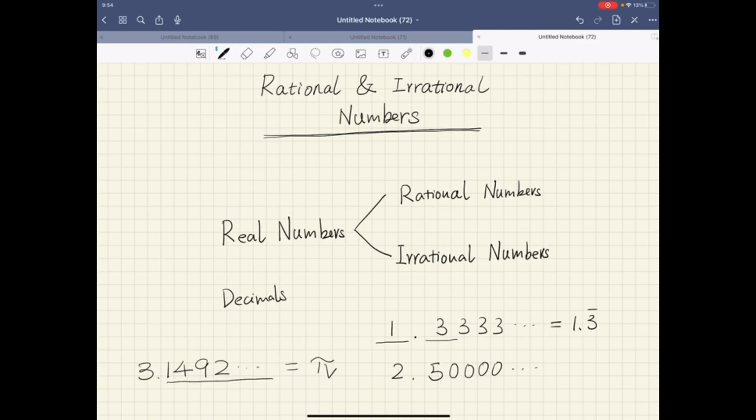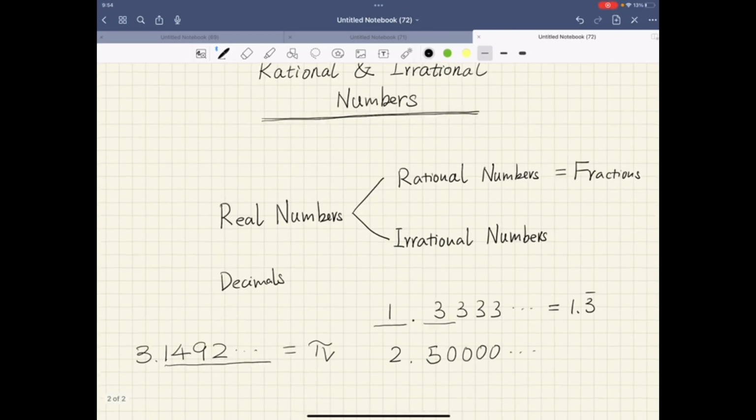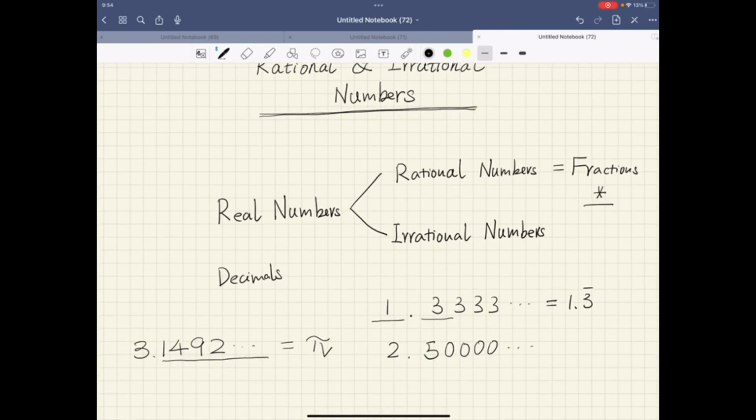Another way we look at rational and irrational numbers is fractions. All rational numbers can be written as a fraction, composed of a numerator over a denominator. Both numerator and denominator are integers. In this format, the result must be a repeating decimal. Otherwise, it is an irrational number.